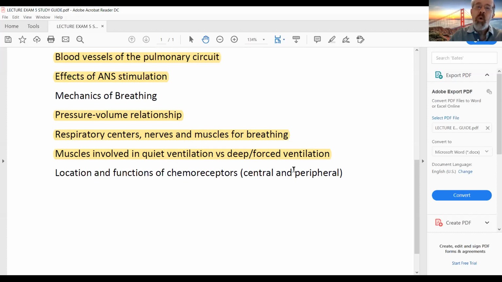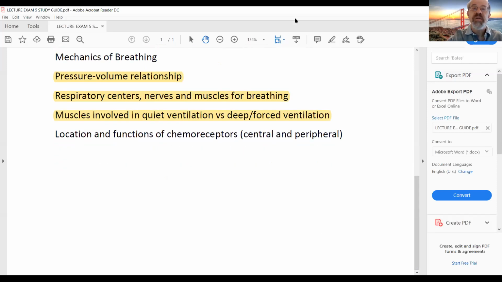Know where they're located, know how they communicate. At least with the peripheral chemoreceptors, we know where they're located and what nerves convey what they've just reported to the brain. And of course, the central chemoreceptor is already located in the brain. All right, so that takes us to the end of the review.